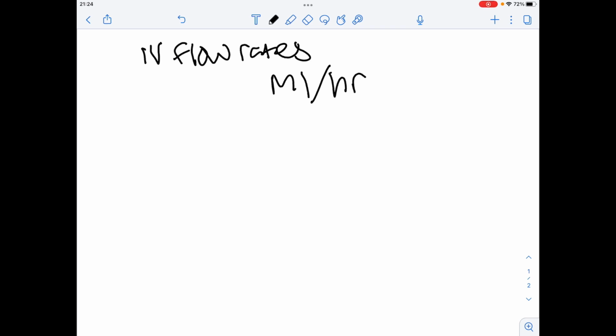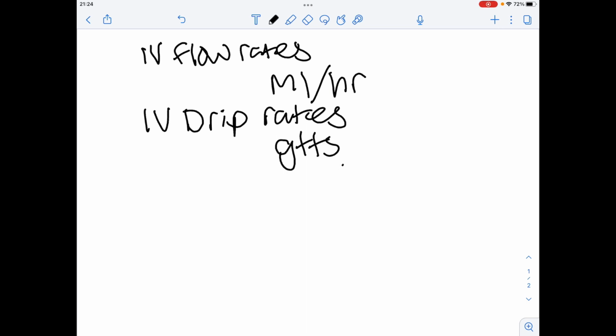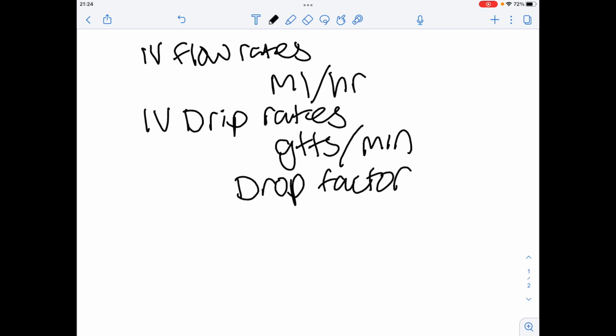For drip rates, we want to end up with drops per minute. And in order to get our drip rates, we need to find something called our drop factor. So I'm going to write this a little to the side just so you know that it goes hand in hand with drip rates. And the drop factor will be in drops per milliliter.